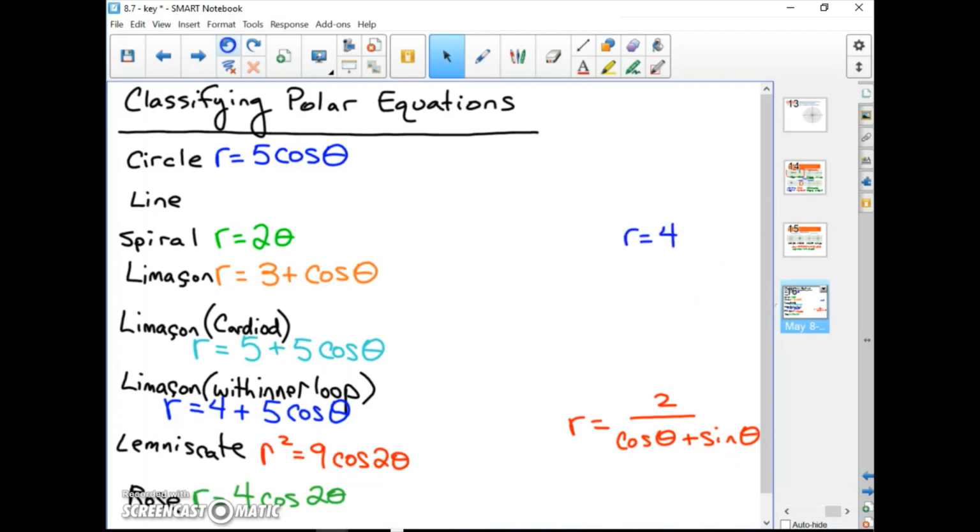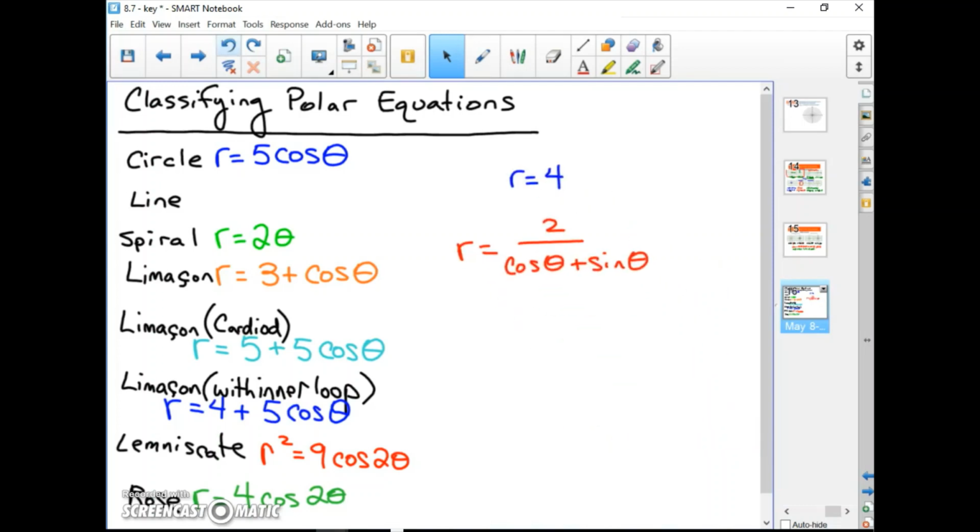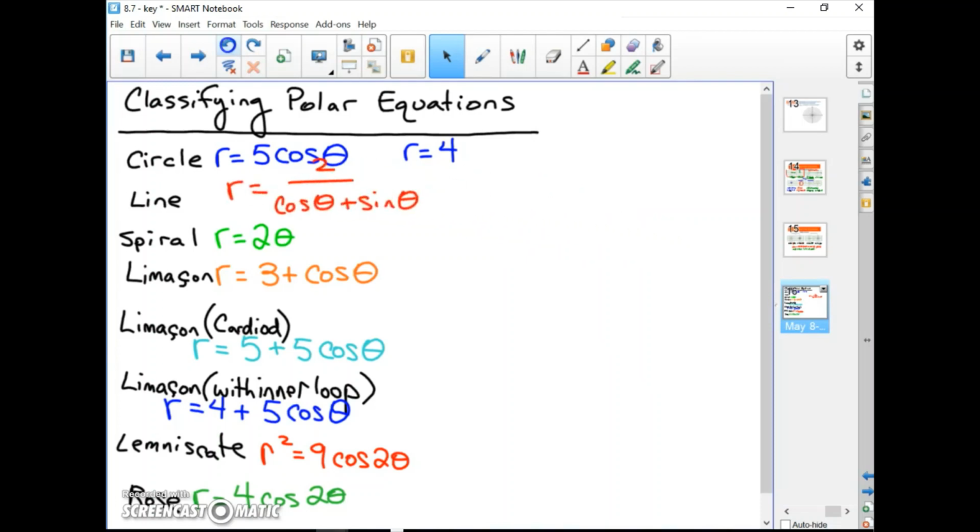Okay? The last two I didn't show you an example of. r equals 4 should be easy to figure out if you know that r stands for radius. Basically, this says radius of 4. That's another circle. That's another way of writing a circle, r equals 4. And then this is the only one that's weird. Something that looks like this, 2 over cosine theta plus sine theta. That's going to be a line.